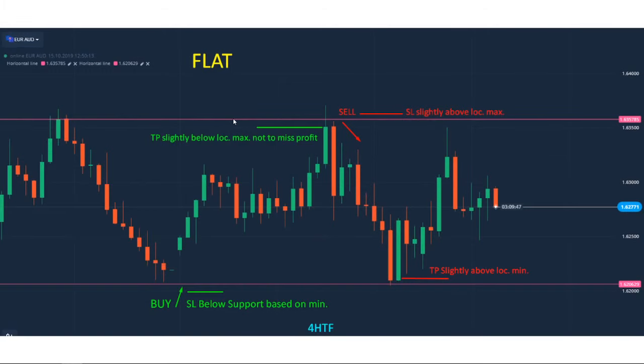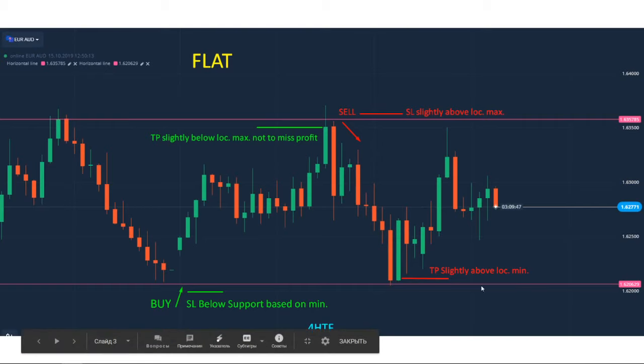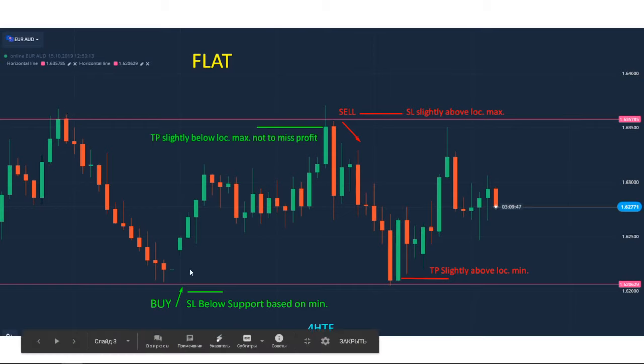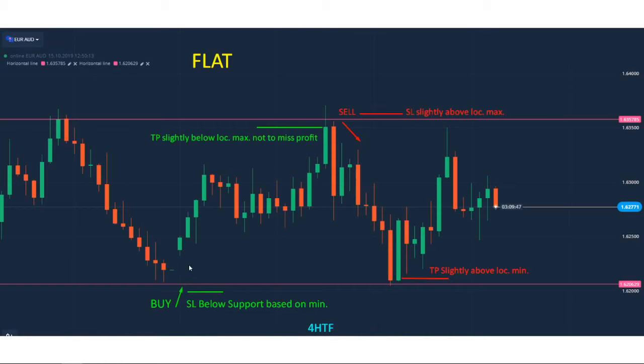And another example that we have is when the market is moving sideways, in a flat. Here we have a level of resistance and a level of support, and in my example, we have a buy trade. We enter a buy trade from our level of support whenever the price bounces from support.